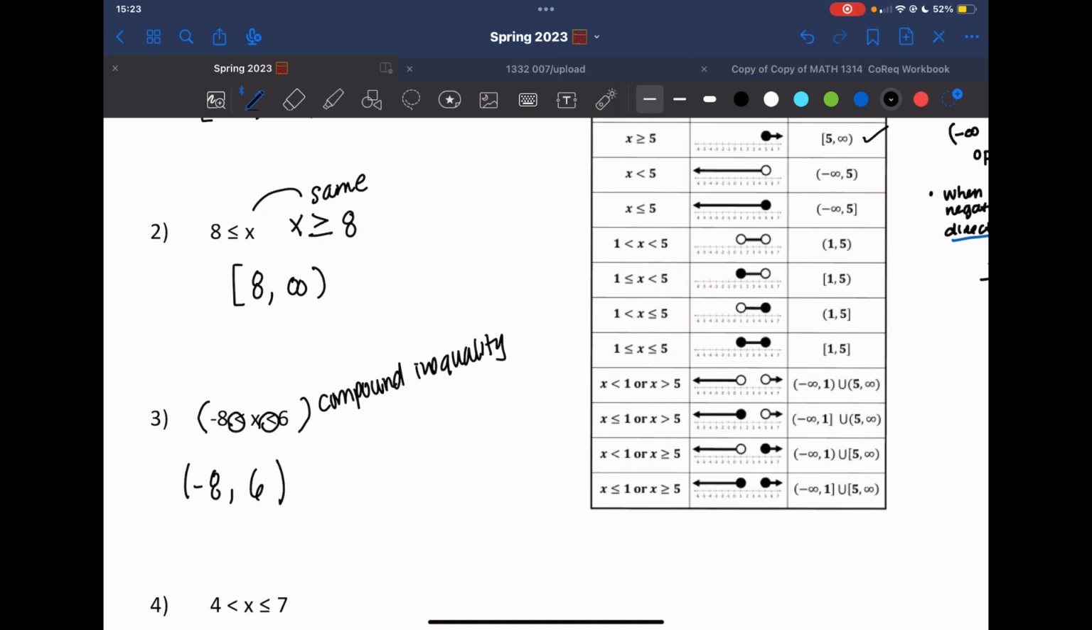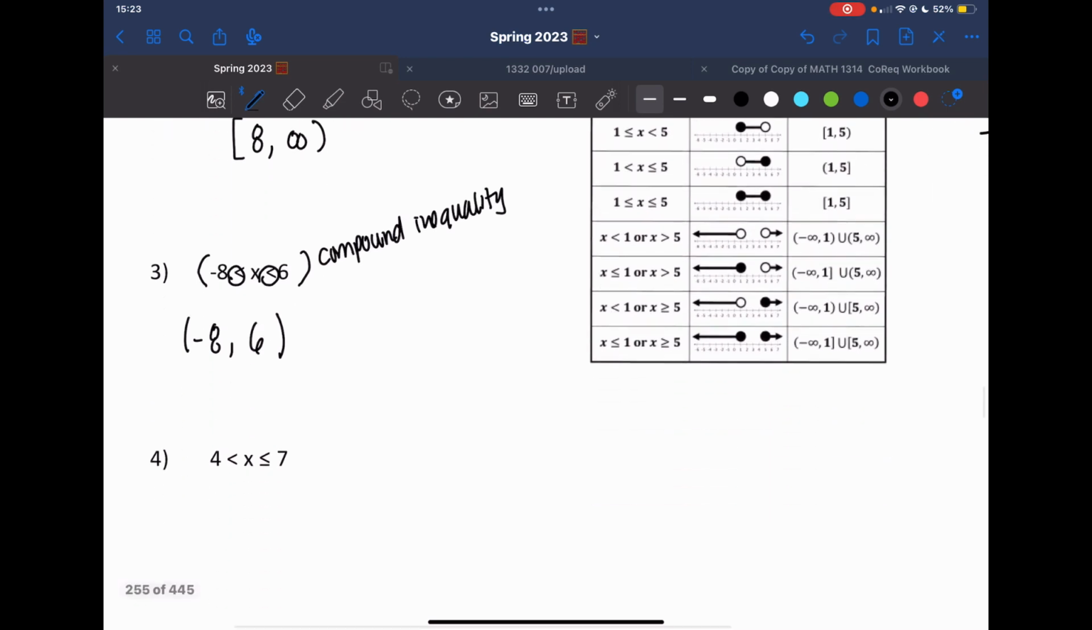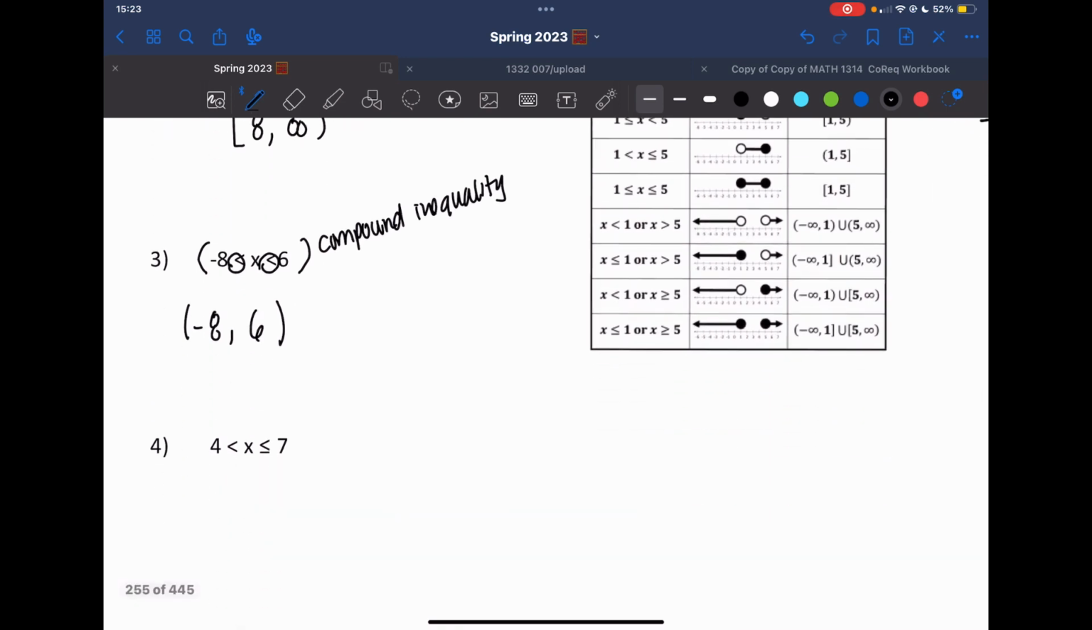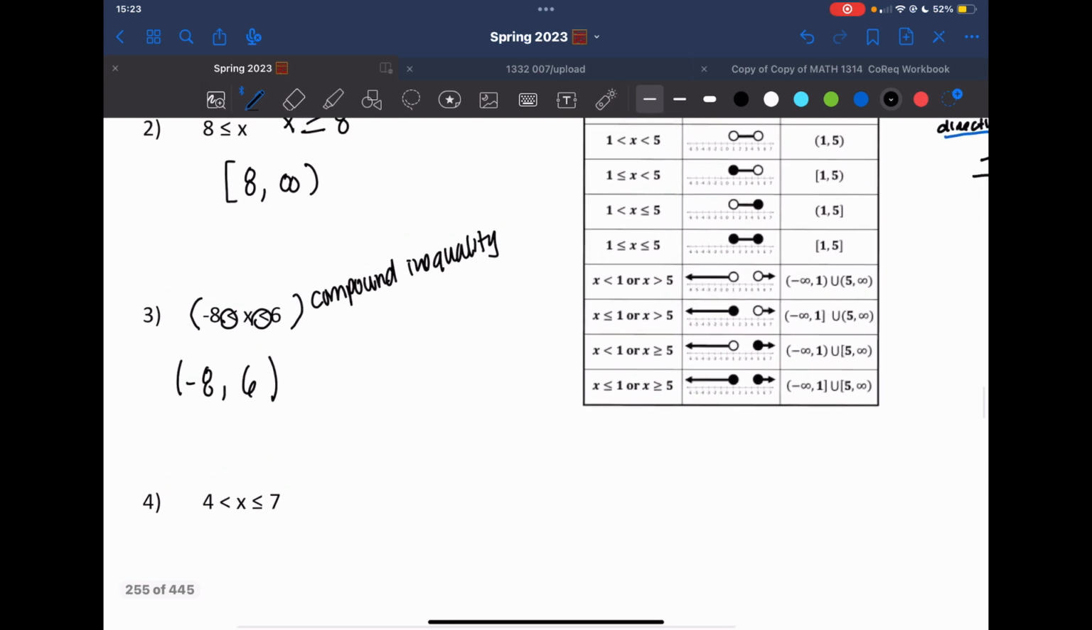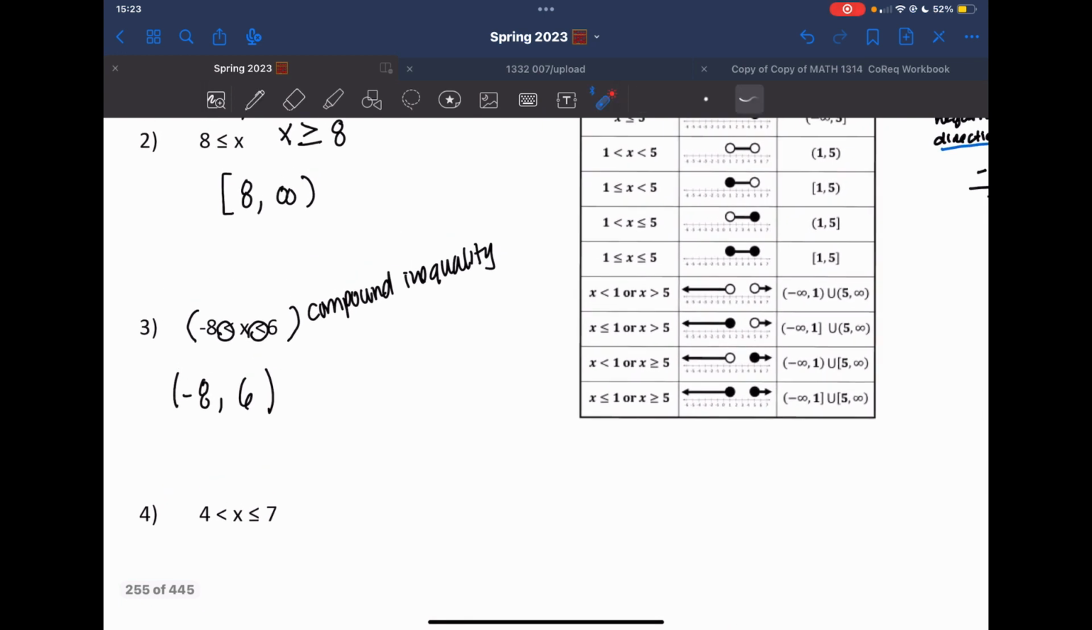Number 4 is also a compound inequality, but you have 2 different signs. So when you have 2 different signs like this, let's look at our reference chart again. It looks like this one right here. So that means we're going to have a soft parentheses and then a bracket. So 4 is less than x, which is less than or equal to 7. I'm making that a bracket. So when we put this together, it's going to be soft parentheses 4 comma 7 bracket.